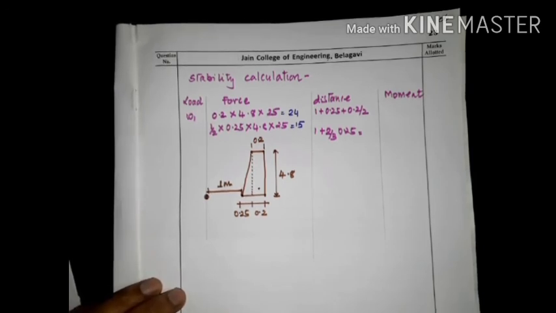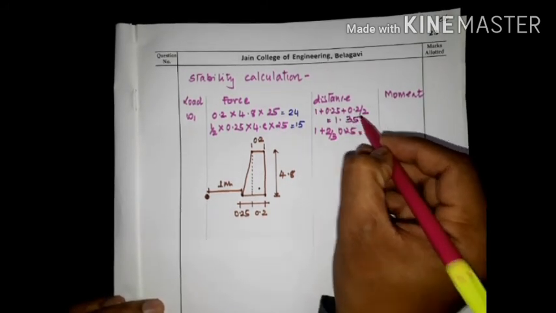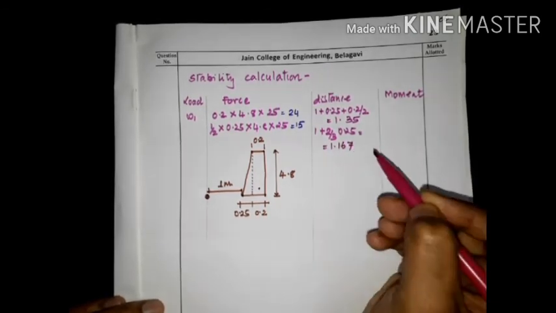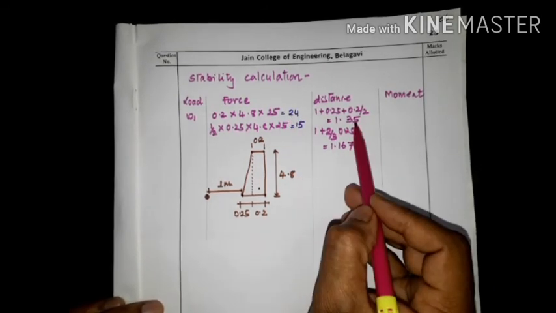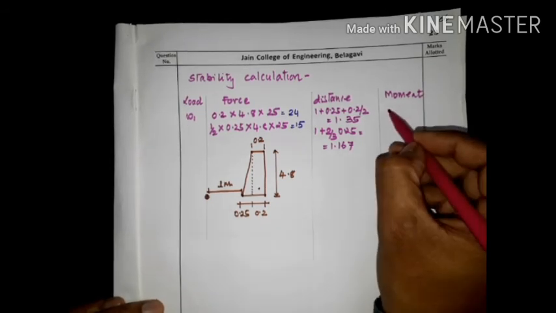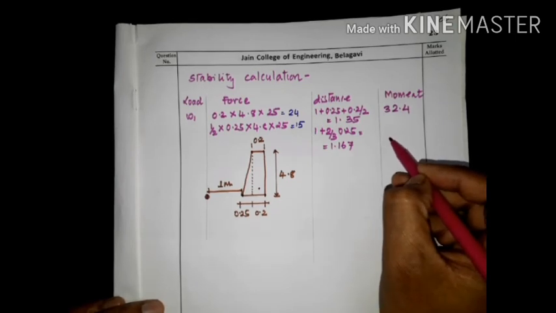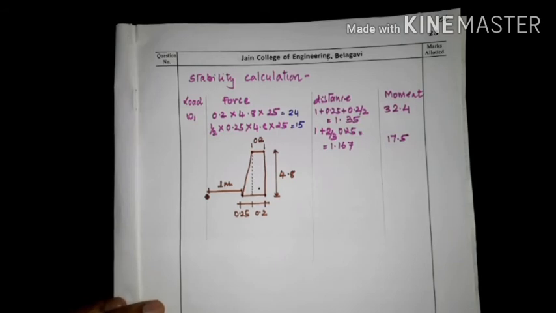So we get this distance as 1.35 meter. Okay, and this we get as 1.167 meter. And when you multiply force into distance, this force into this distance, we get the moment as 32.4 and 17.5. Okay, that is for W1. Now we'll move on to W2.